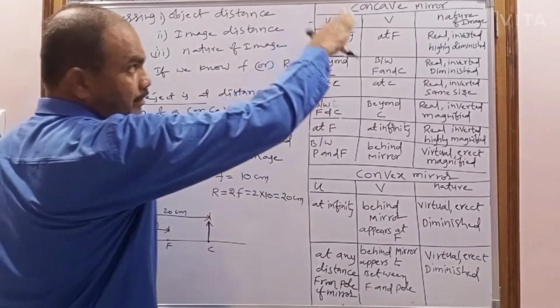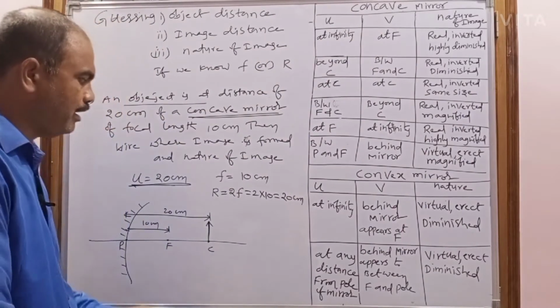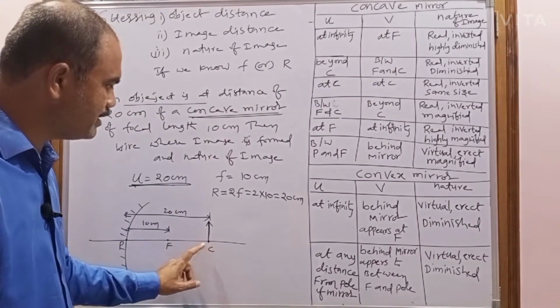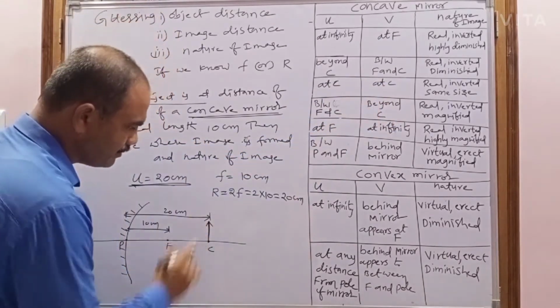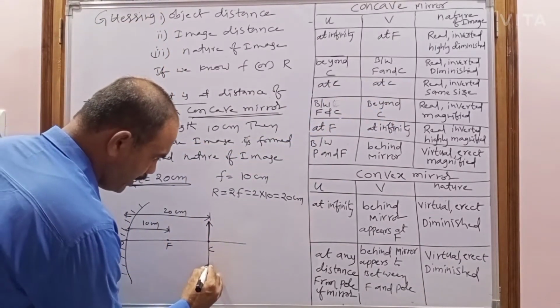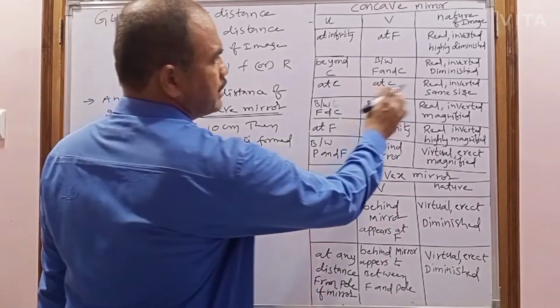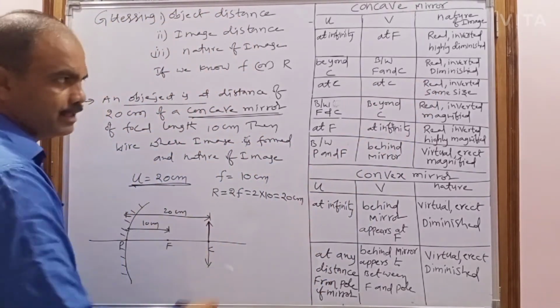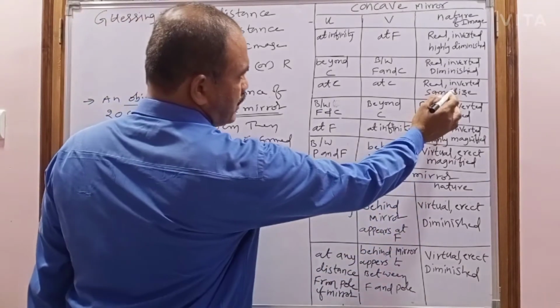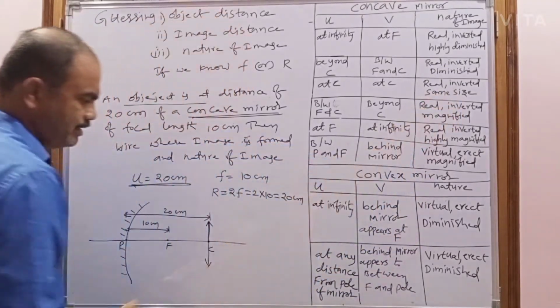If you know the different types of images formed by the concave mirror, now where is the object? The object is at C. When the object is at C, where is the image formed? Again at C. But which type of image is this? It is real, when the reflected rays really intersect. And it is inverted and the same size.